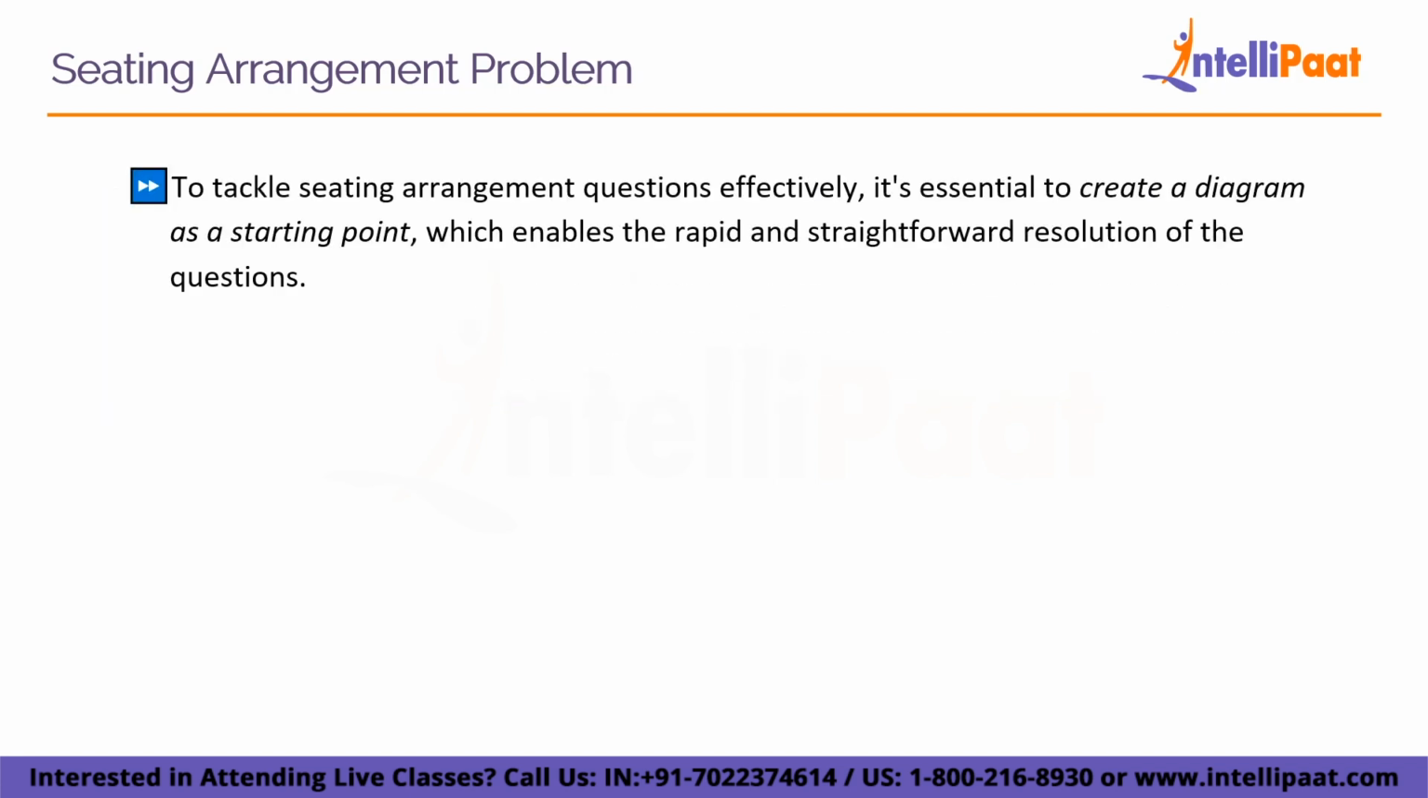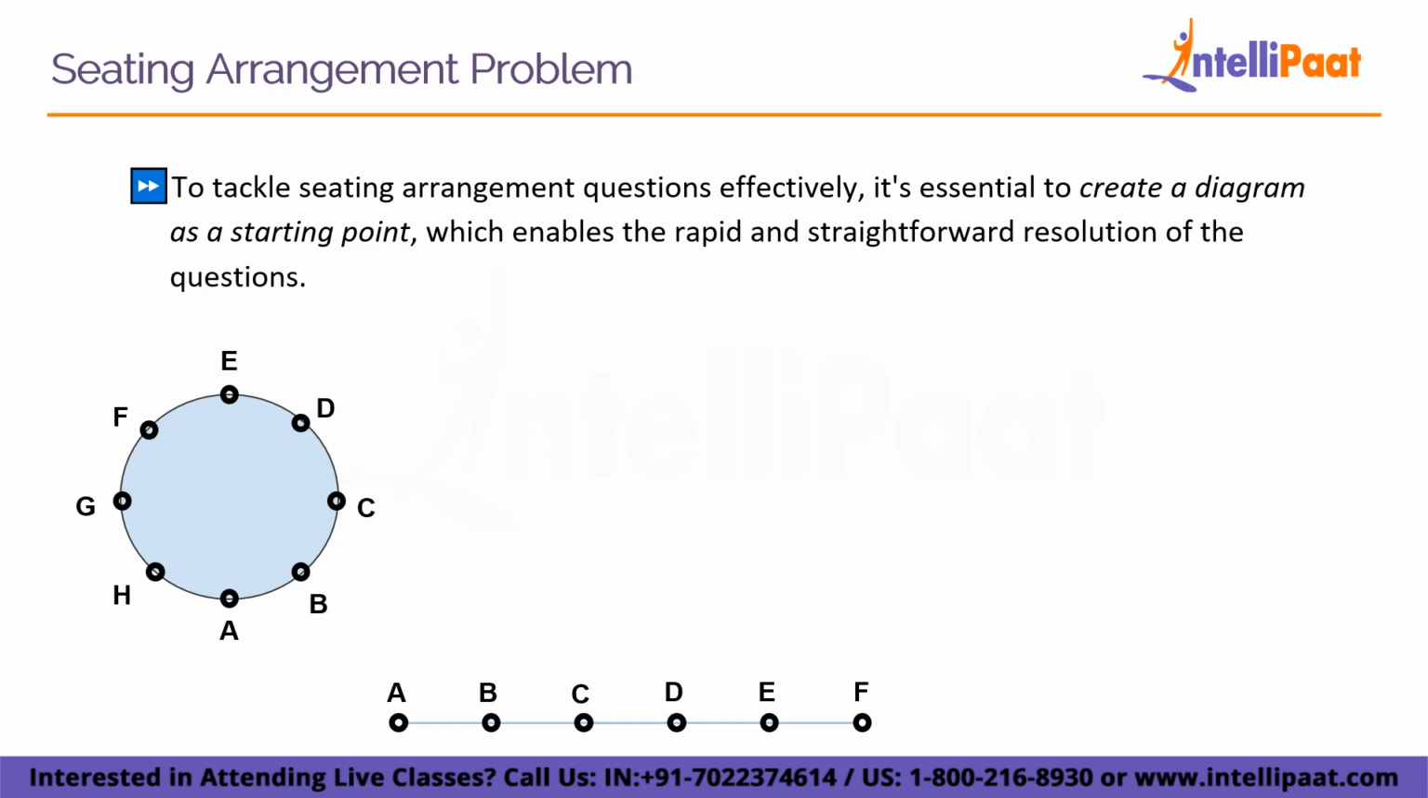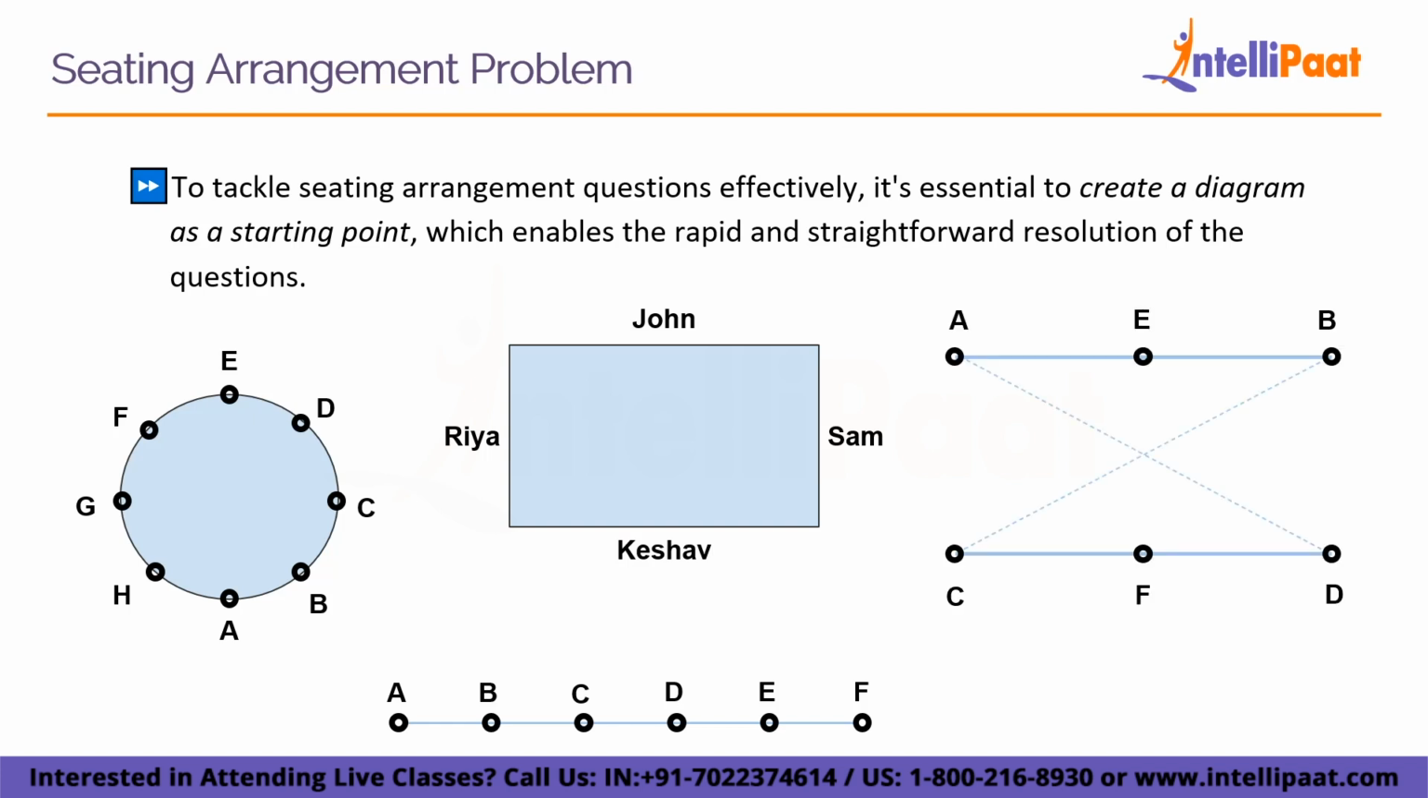In order to solve sitting arrangement questions, it's better you make a simple diagram according to the given question. By doing so, your questions get solved easily and very quickly. So here are different kinds of diagrams that you come to see while solving sitting arrangement problems. It can be linear, circular, rectangular, or I can say sitting at a rectangular table, or diagonal sitting arrangement. So these are some basic diagrams that you come across while solving different kinds of sitting arrangement problems, right?